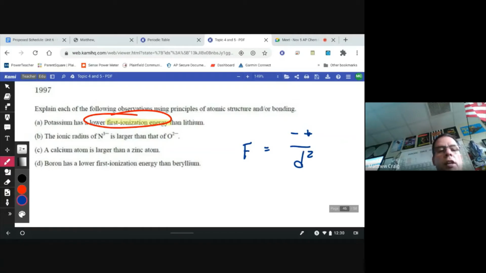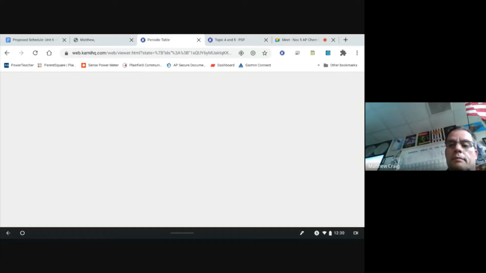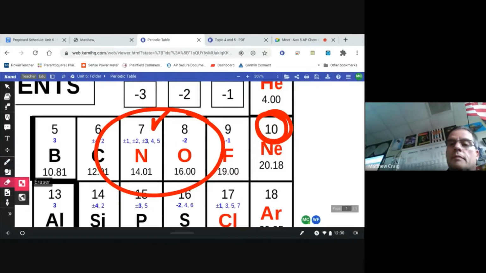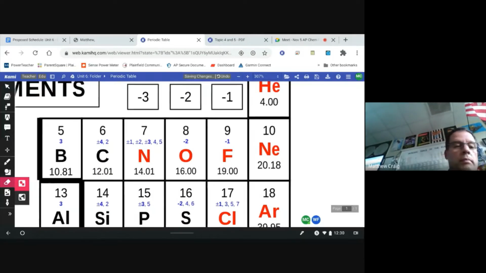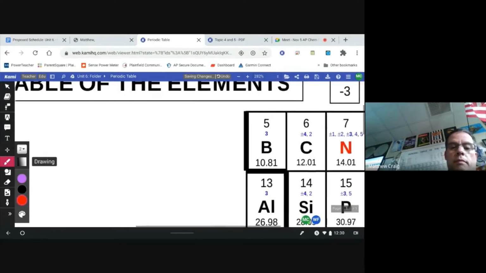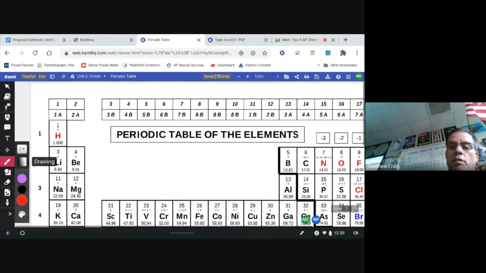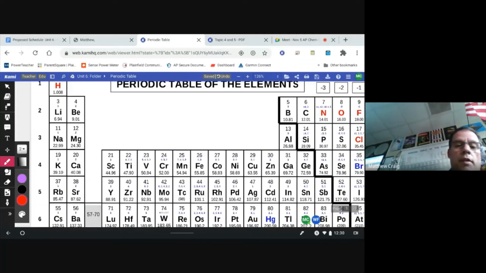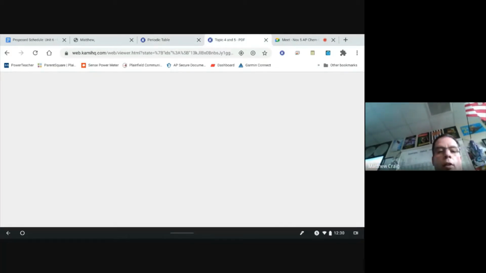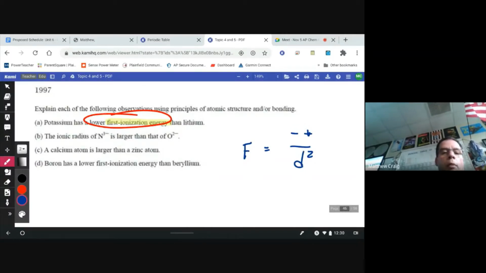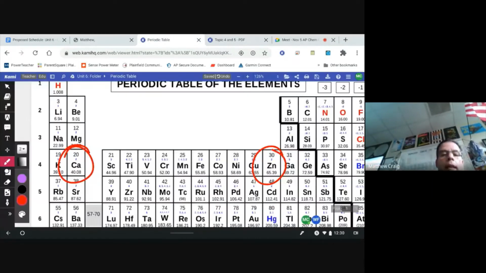All right, letter C. A calcium, actually, let me pull this up. Calcium and zinc are our conversations here. Okay. So we have calcium and zinc. All right. So the question says, a calcium atom is larger than a zinc atom.